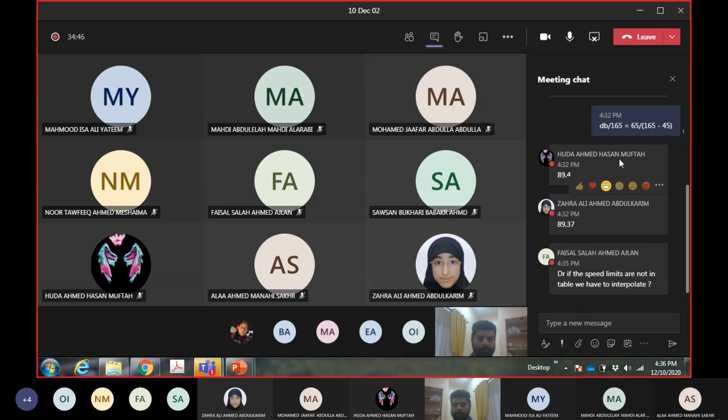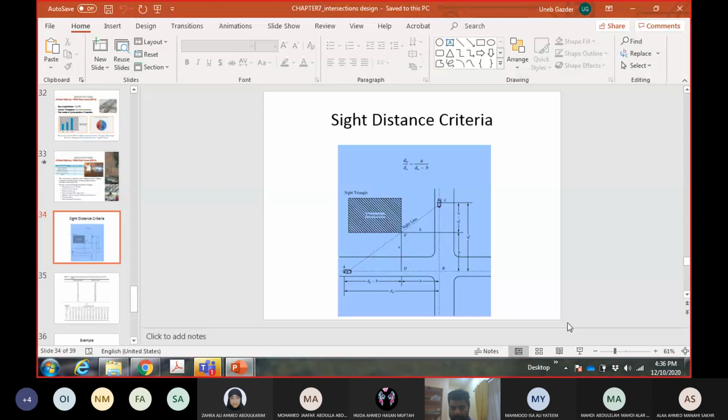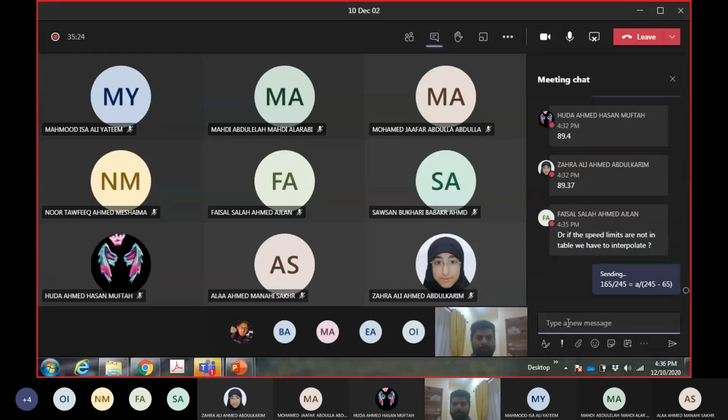You can interpolate if the value is not in the table. So dB is 165, dA is 245, I'm trying to find out A, and B is 65. Correct equation, right? dB upon dA equals B upon A. Fine, this gives me the value of A.